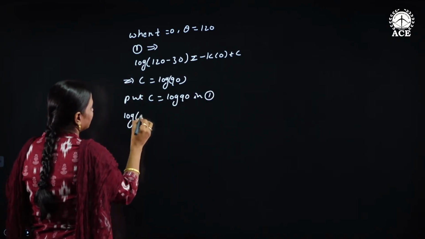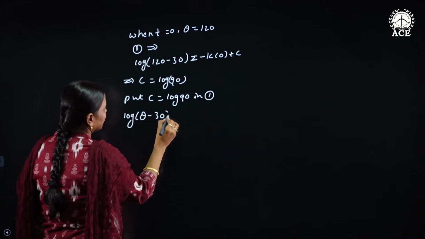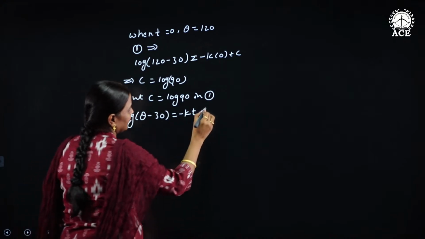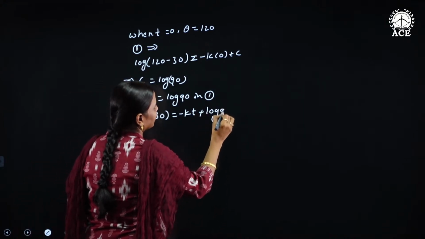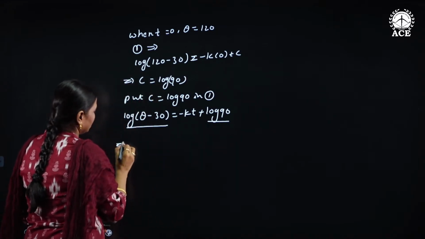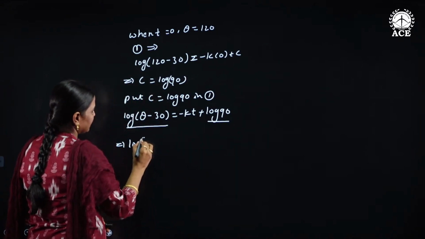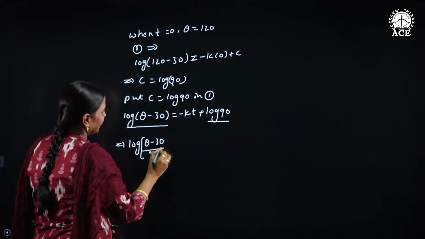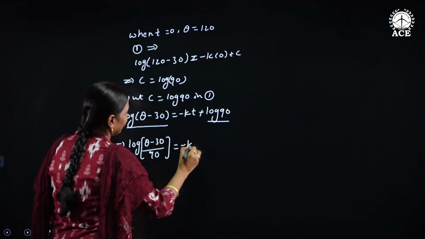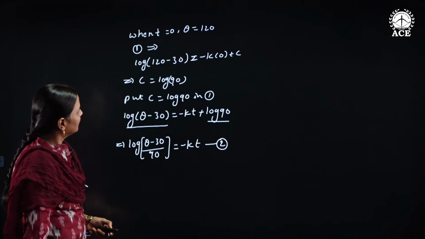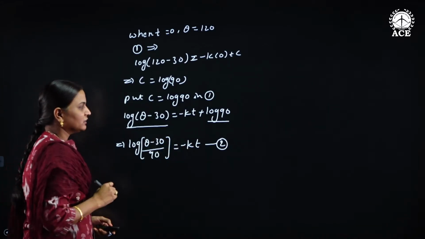Log of theta minus 30 is equal to minus kt plus c. What is the c? C is equal to log 90. Again, from these two, how to write? Combine those two logarithms, that is log of (theta minus 30) by 90 is equal to minus kt, equation number 2. One constant value completed. So next, find out the k value.